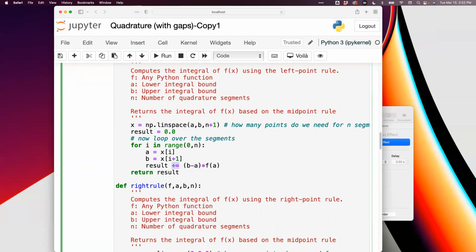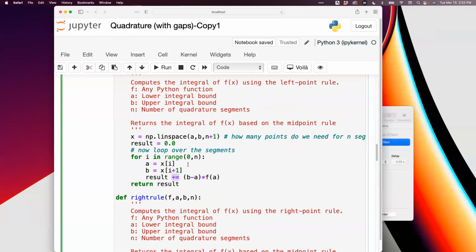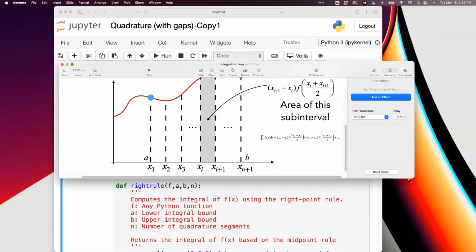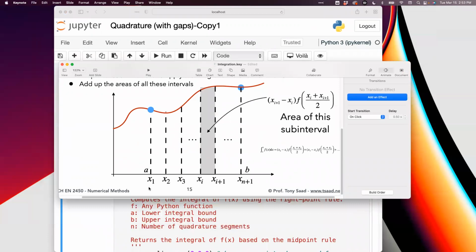As i changes, you start with i equals 0. I should probably change the nomenclature here. For i equals 0, you get x0 and x1, so that makes this the 0th interval. For i equals 1, you get x1 and x2, and so on. And you add them all up.